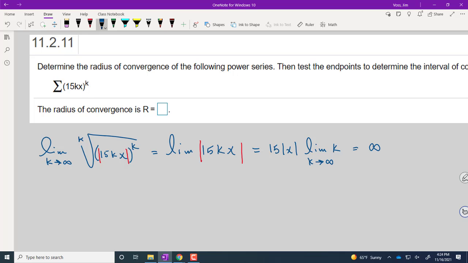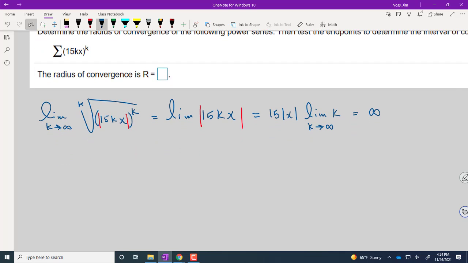This is a power series centered at 0. So there really isn't an interval of convergence in the conventional sense. The interval of convergence is just a point. It's just 0. Not really an interval. What's the radius of this? 0. Yeah, so every power series converges at its center.